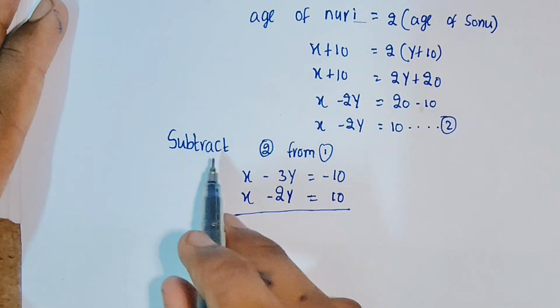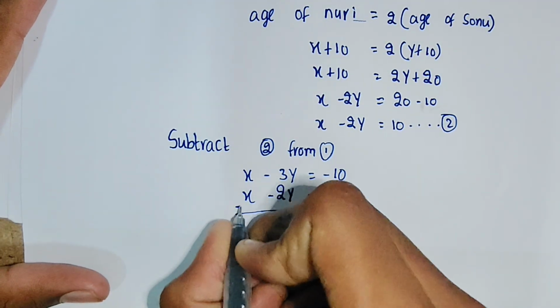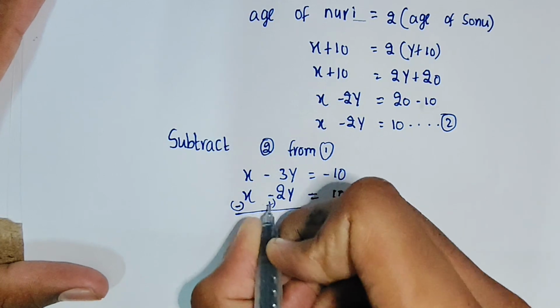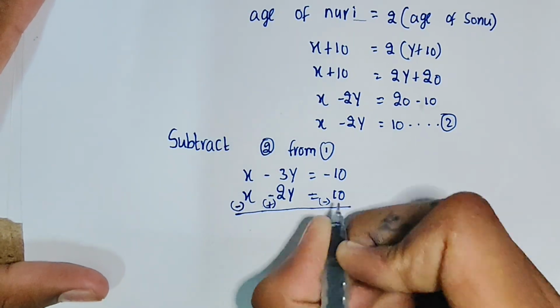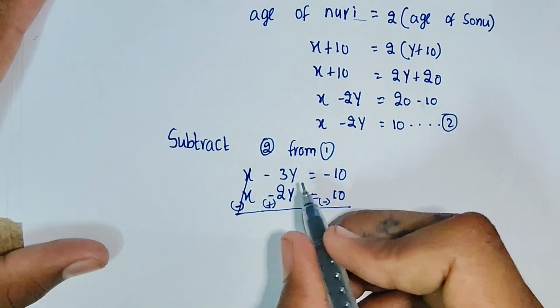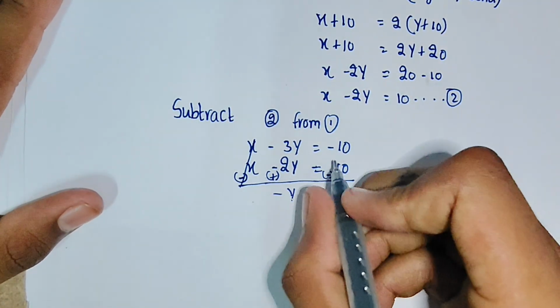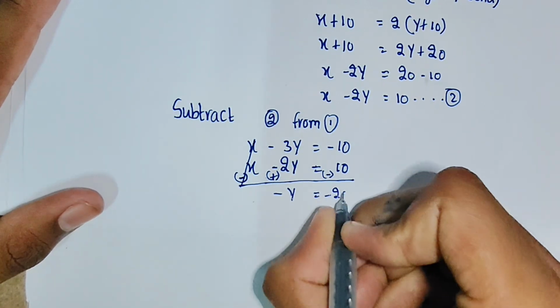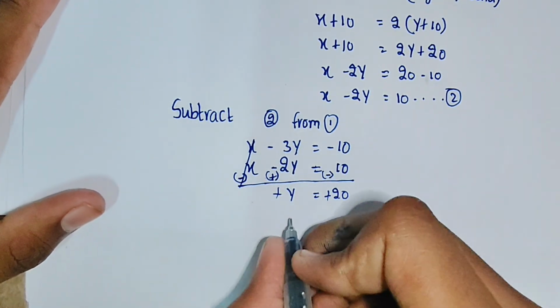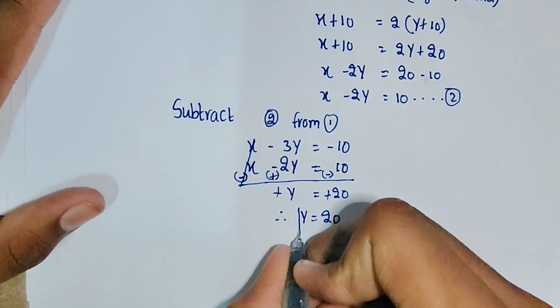I said to subtract equation 2 from equation 1. So, the symbols will be changed. It becomes minus, it becomes plus, and again it becomes minus. x and plus x and minus x get cancelled. Minus 3y plus 2y is minus y equals minus 10 minus 10, minus 20. Here minus and minus get cancelled. Therefore, we got y equals 20.